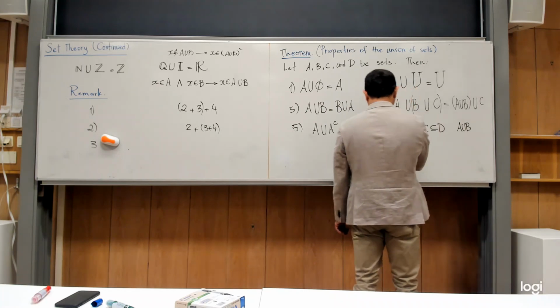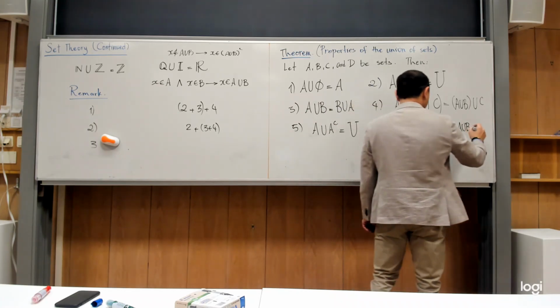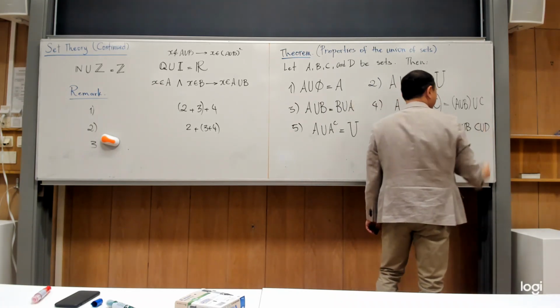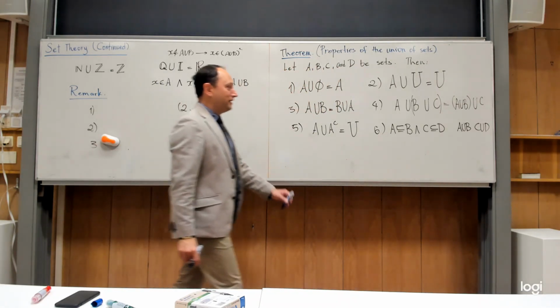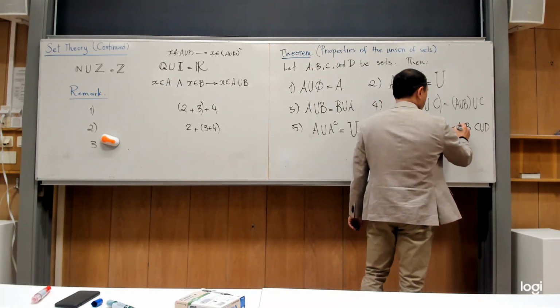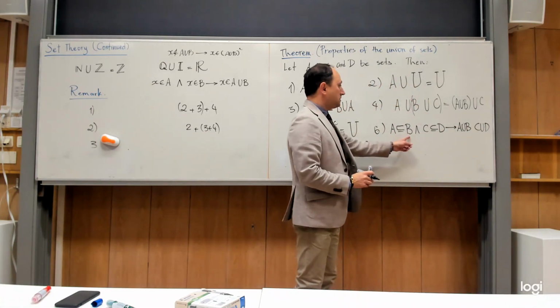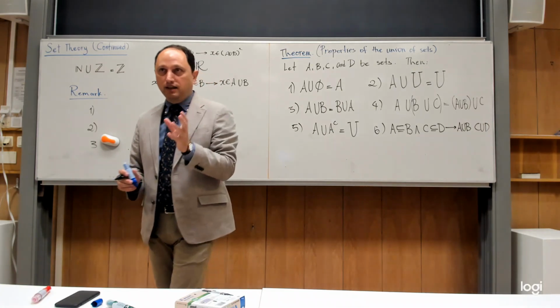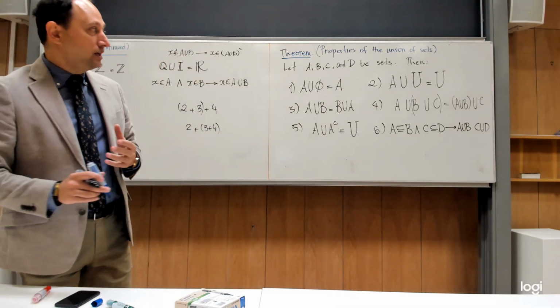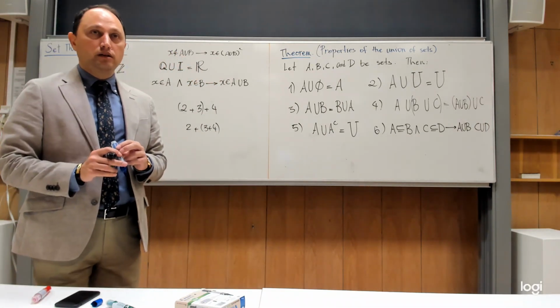Yes? Okay, C union D. Yes? Okay. So what do you think, is it comparable or not? If A is a subset of B, C is a subset of D, can I conclude something about A union B and C union D?